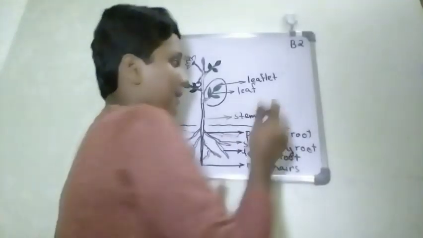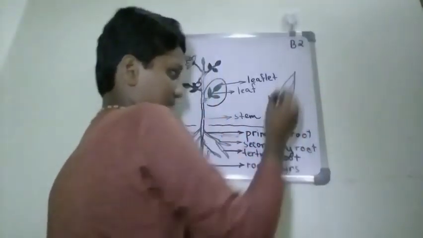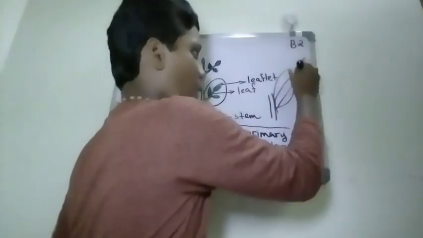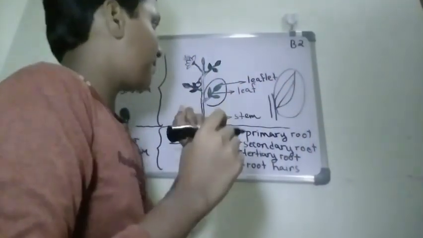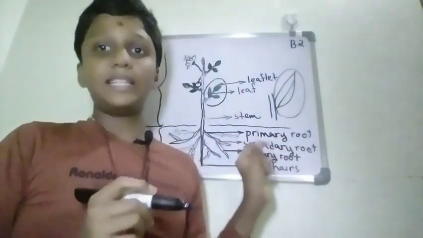In certain plants, if you look from the stem, a complete leaf arises, and only one leaf will be there, and this will be the whole leaf. This is a simple leaf, meaning it is not made of leaflets, so you don't have to label leaflets.